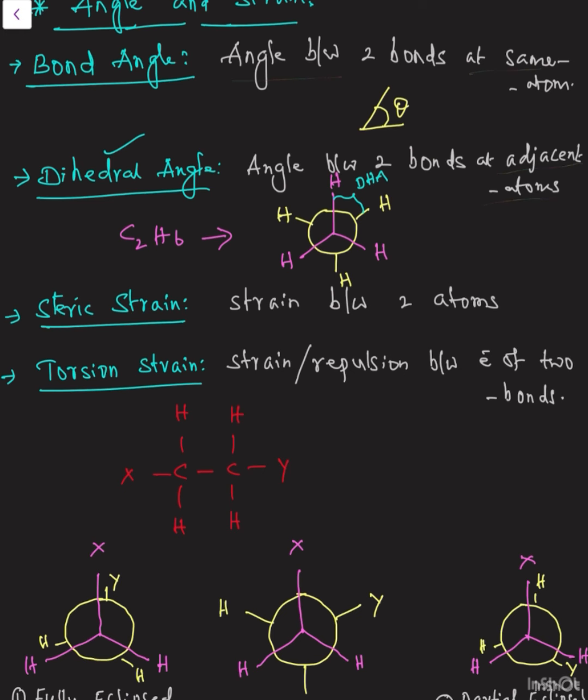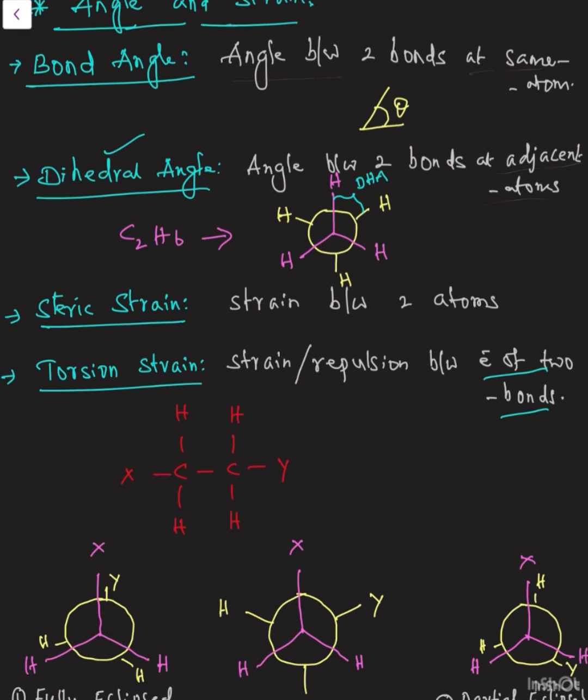Steric strain is nothing but the strain between two atoms, whereas torsional strain is nothing but the repulsions or the strains between electrons of two bonds. Electrons of two bonds is called torsional strain, whereas the strain between two atoms is called steric strain. These are the two strains. Strains are nothing but repulsions we can say. Okay, repulsion generally we are considering.